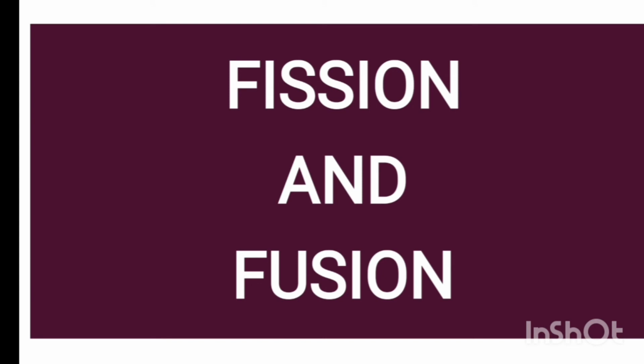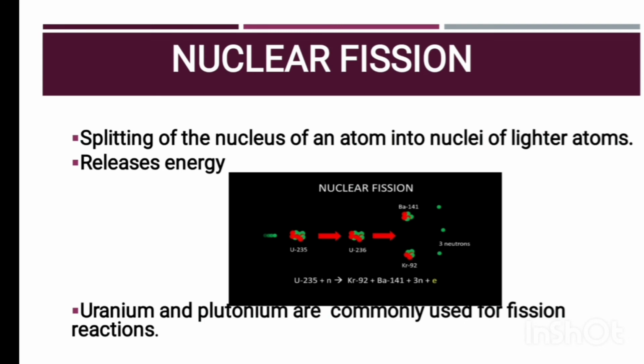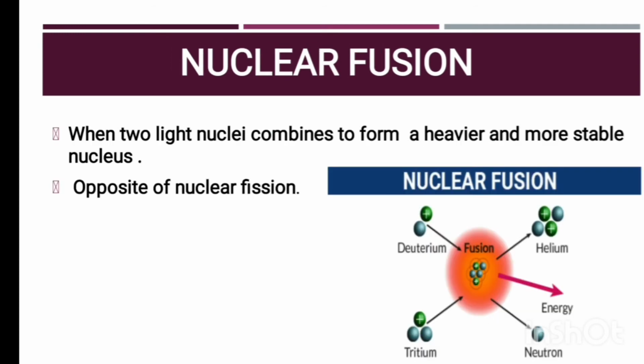Moving on to our next topic, nuclear fission and nuclear fusion. We all know that nuclear fission is the splitting of the nucleus of an atom into nuclei of lighter atoms. In this process, a tremendous amount of energy is released. For this process, we commonly use uranium and plutonium. Nuclear fusion is the opposite of nuclear fission. This is the reaction in which 2 light nuclei combine to form a heavier and more stable nucleus.